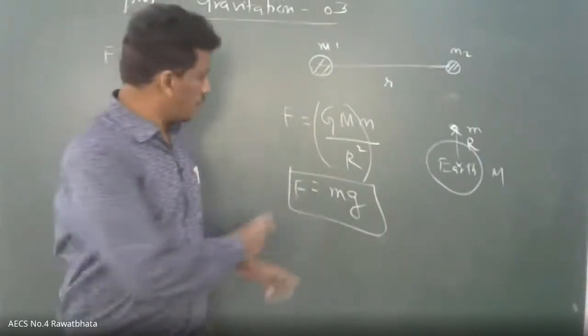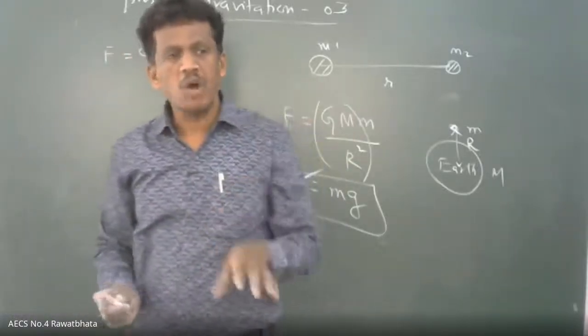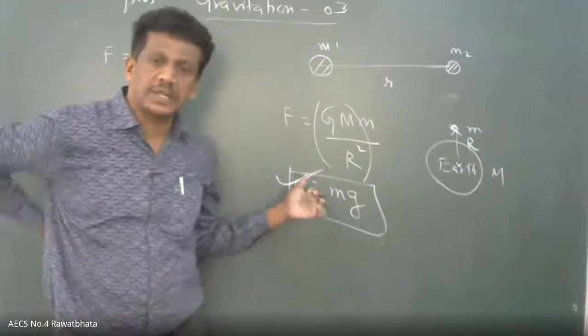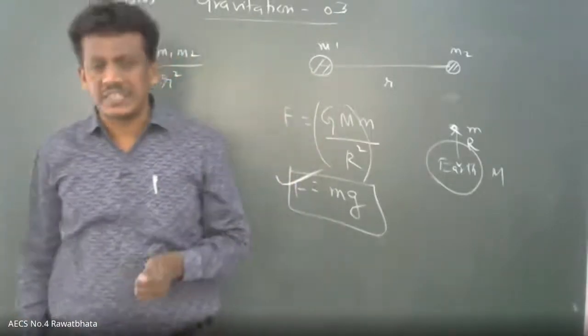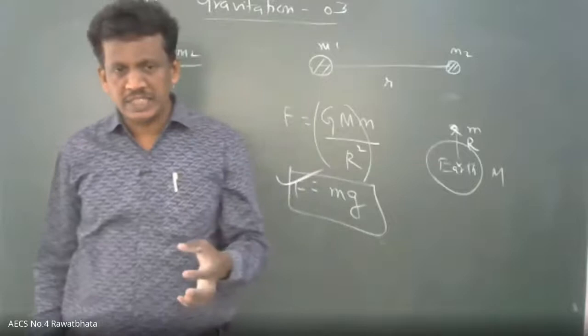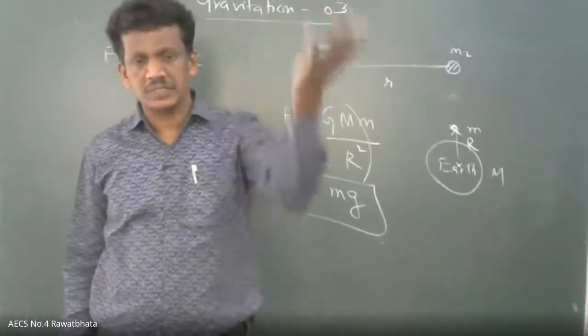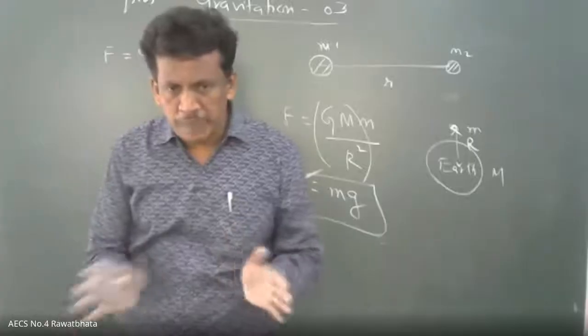Then how much force? Suppose F is the force exerted by the Earth on the apple. How much force is exerted by the apple on the Earth? Same, F. Then who is moving? The apple is moving towards the Earth. Then why not the Earth towards the apple? The apple's mass is negligible compared to the Earth. Which factor is playing here? The difference in mass.